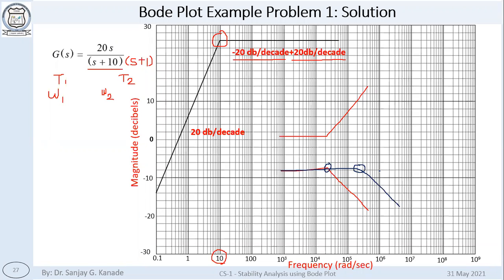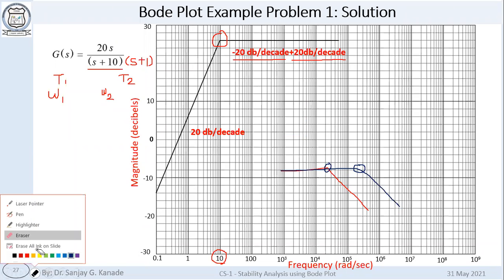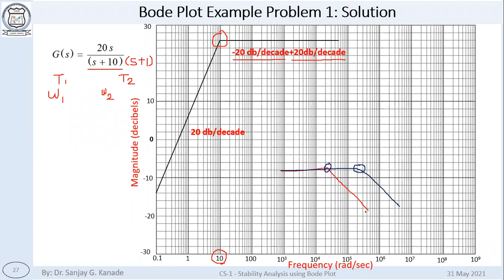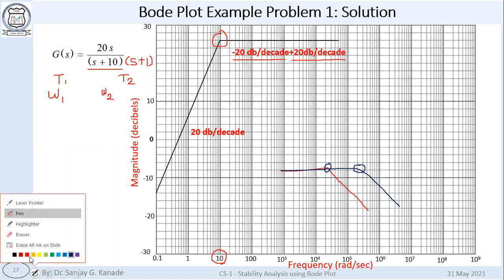Why? Because omega are different. Omega 1, omega 2. There will be two corner frequencies, right? Until corner frequency 1, the contribution of the first factor will be 0 and then minus 20 dB per decade. Until corner frequency 2, the contribution of the second factor will be 0 and then minus 20 dB per decade. So if let's say I don't have this factor right now, what will be the resultant of these two factors? I will draw the resultant in a different color, a green curve.